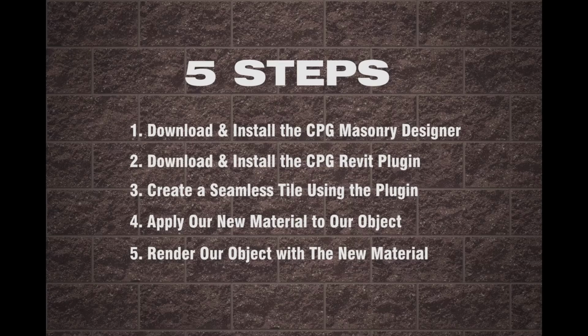In this tutorial, we will go over 5 steps for downloading, installing, and using the Revit plugin. The first step will be to download and install the Concrete Products Group Masonry Designer software. Second, we will download and install the CPG 2021 Revit plugin. Third, we'll create a seamless tile using the plugin. Fourth, we'll apply our new material in our project to our object. And fifth, we will render our object with the new material.